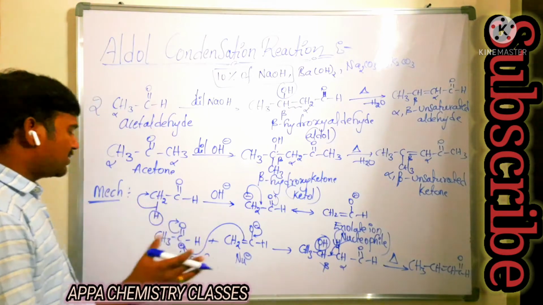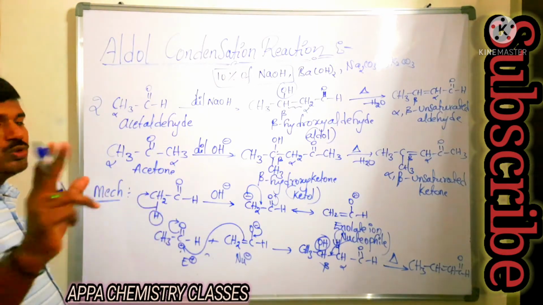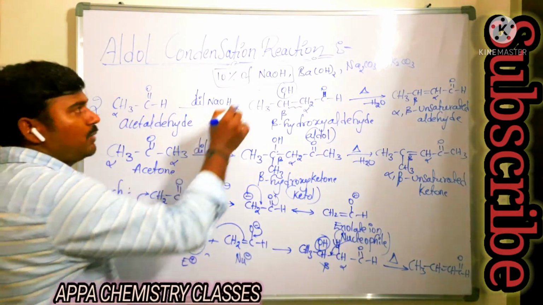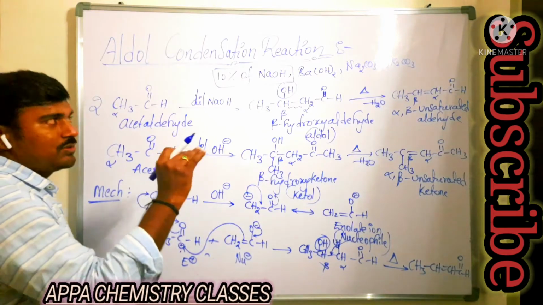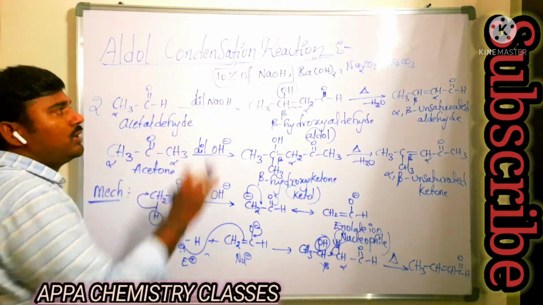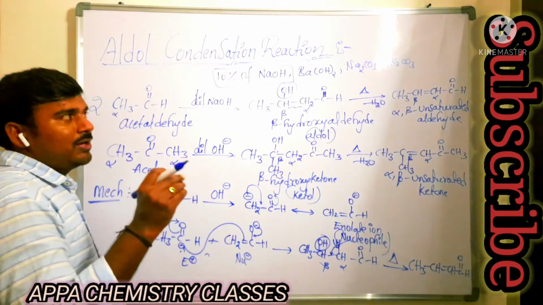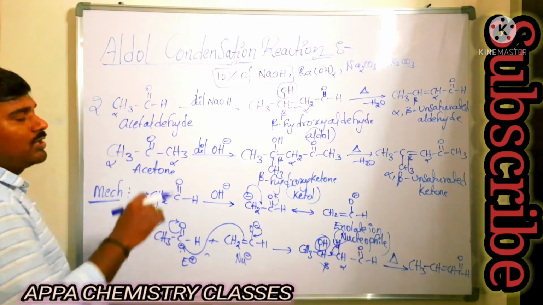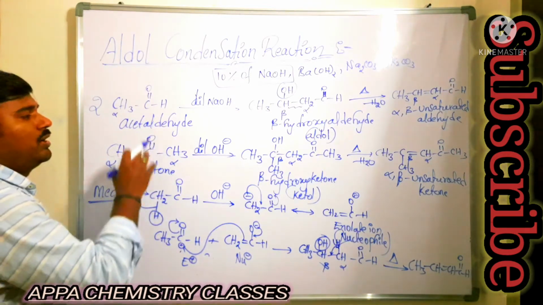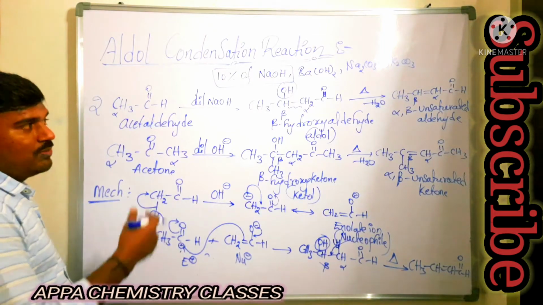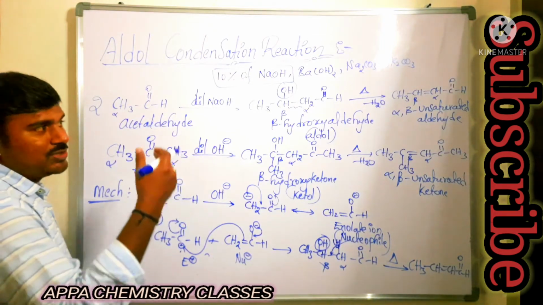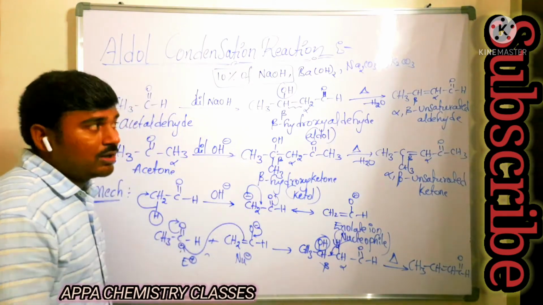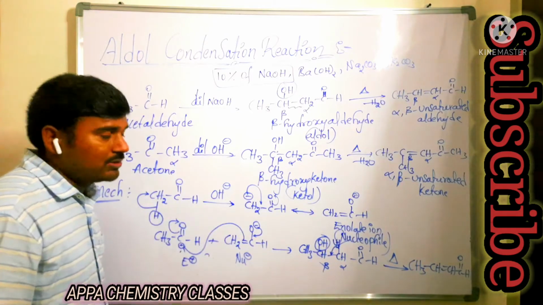Now what we have discussed here in aldol condensation: 2 moles of aldehydes react with base. Which base? 10% weak. It is a strong base, but it is in dilute condition. 10% NaOH, or barium hydroxide, or sodium carbonate, or potassium carbonate. So dilute base, when it reacts with aldehydes or ketones containing at least one alpha hydrogen, forms a beta hydroxy aldehyde, which on condensation gives an alpha beta unsaturated carbonyl compound. Either it may be an aldehyde or a ketone. Is that clear?